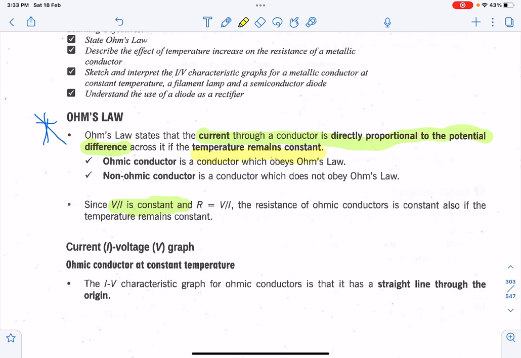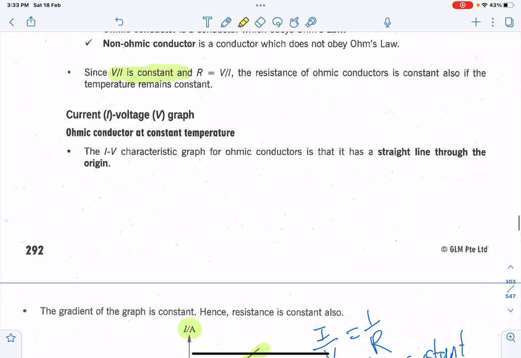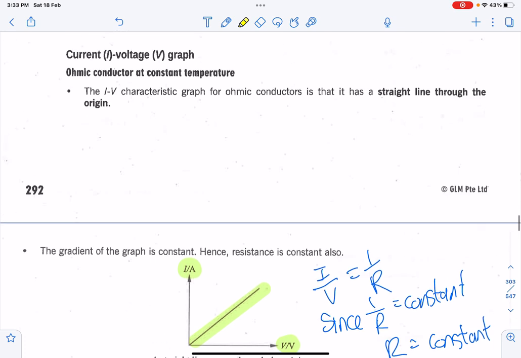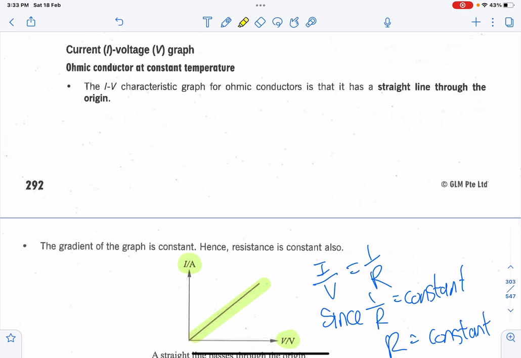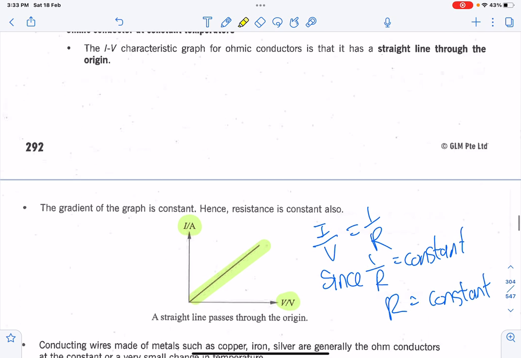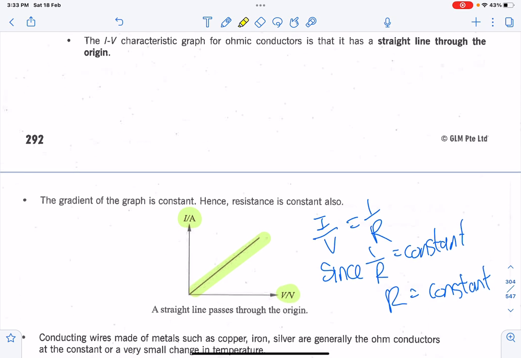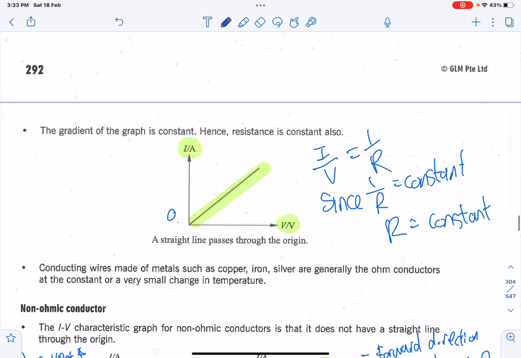So how do we see the characteristics of an ohmic conductor at constant temperature from a graph? We use a current against voltage graph for ohmic conductors, and we plot it as a straight line. It has to pass through the origin. Origin means 0, 0. Why? Because at the origin, if there is no current, there is no voltage. And because it's a straight line, the resistance is constant.